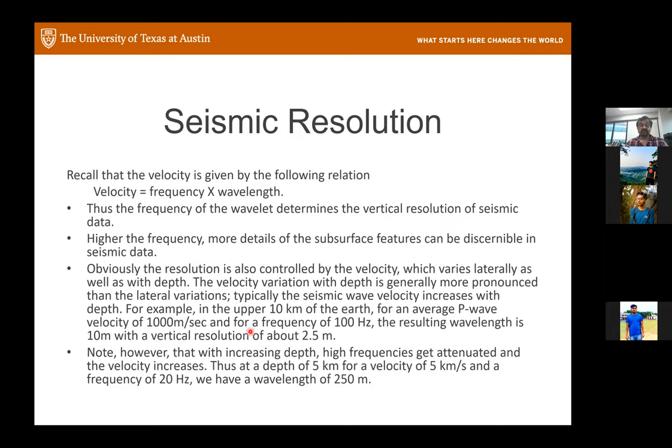For example, if you are at a 10 kilometer depth, and let's say that you have an average P-wave velocity of 1,000 meters per second. Actually, it's higher than that, but in any case, let's assume that it's 1,000 meters per second with a frequency of 100 hertz, that gives us a resolution of 2.5 meters. However, at a depth of 5 kilometers, if the velocity is 5 kilometers per second and the frequency is 20 hertz, then you have 250 meters. So this basically tells you the lower the frequency, the lower the resolution. But as seismic waves propagate inside the Earth, the Earth acts as a low pass filter. It filters out high frequencies, and also velocity increases with depth. So as you go deeper and deeper inside the Earth, your resolution continues to decrease.